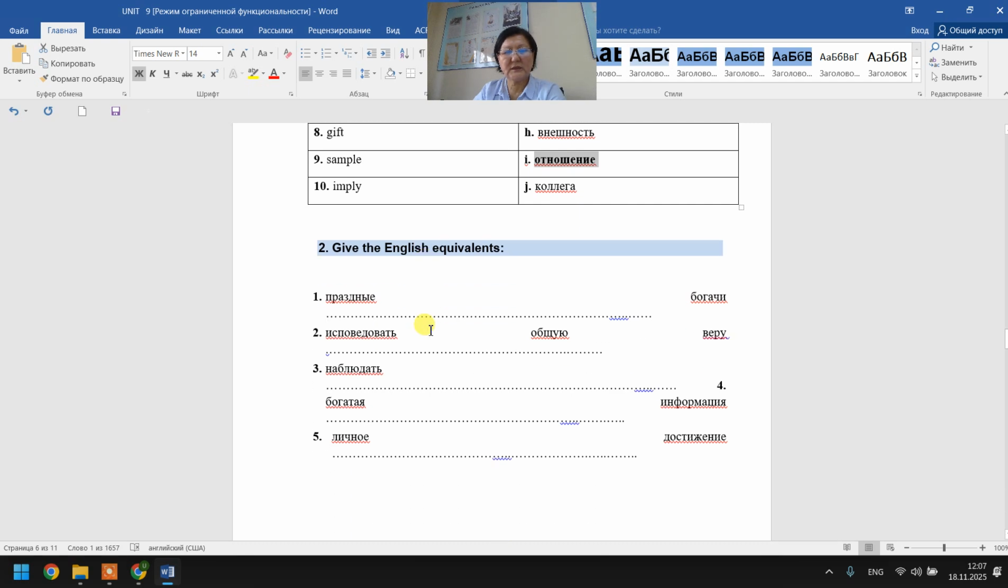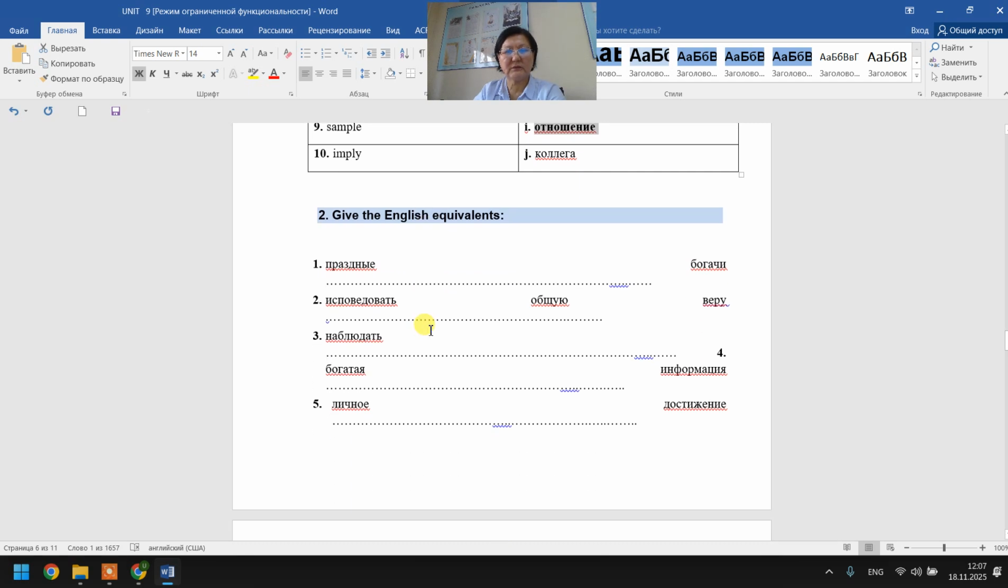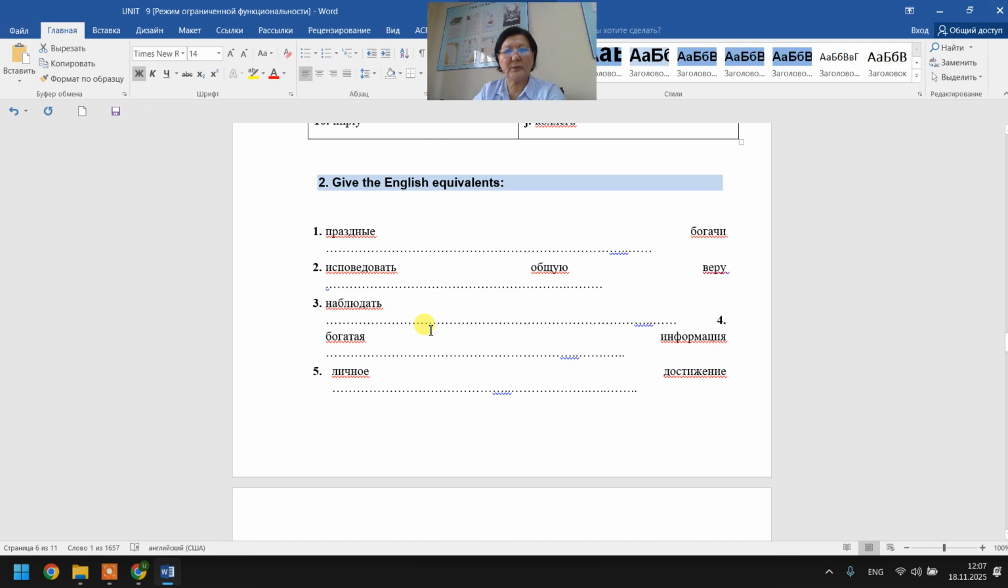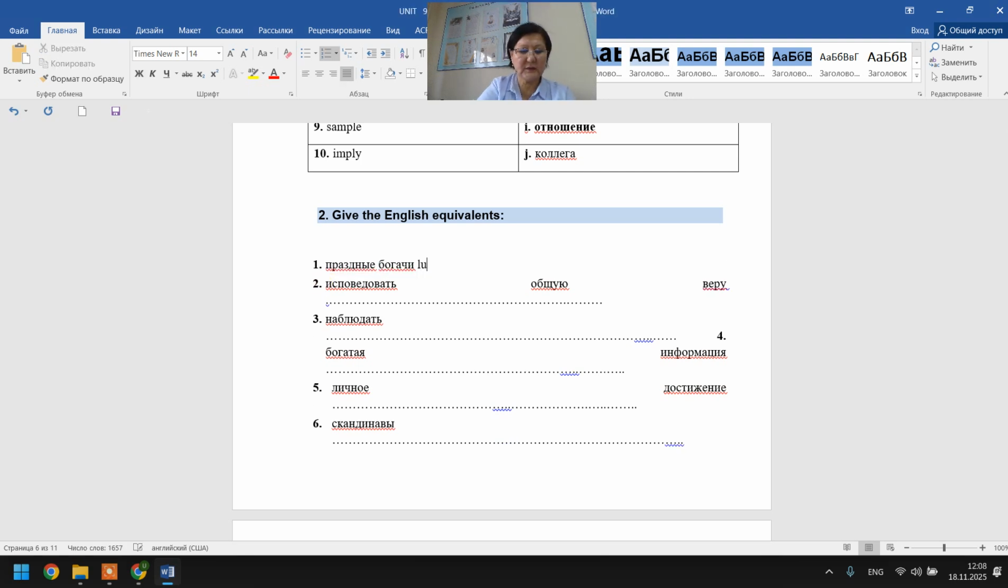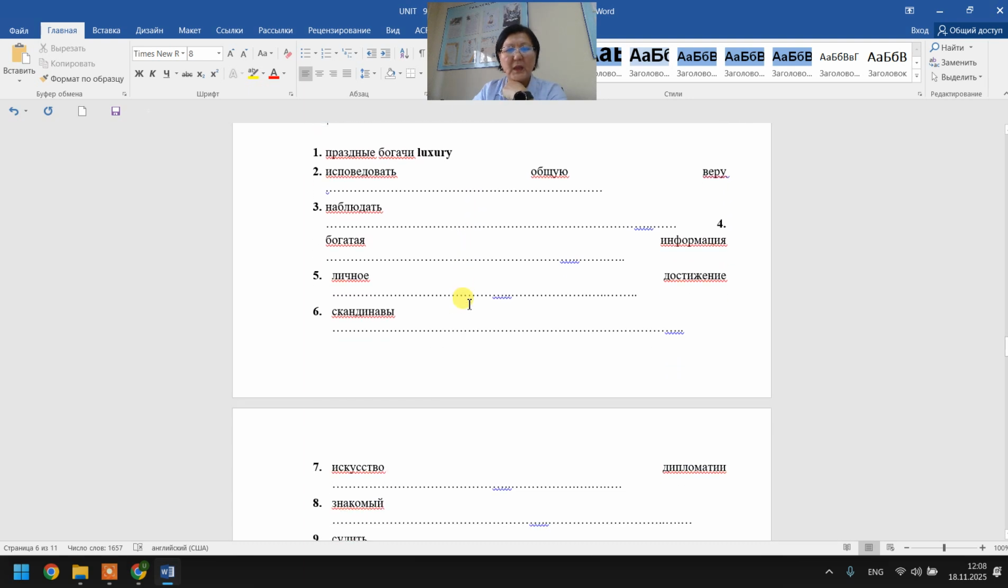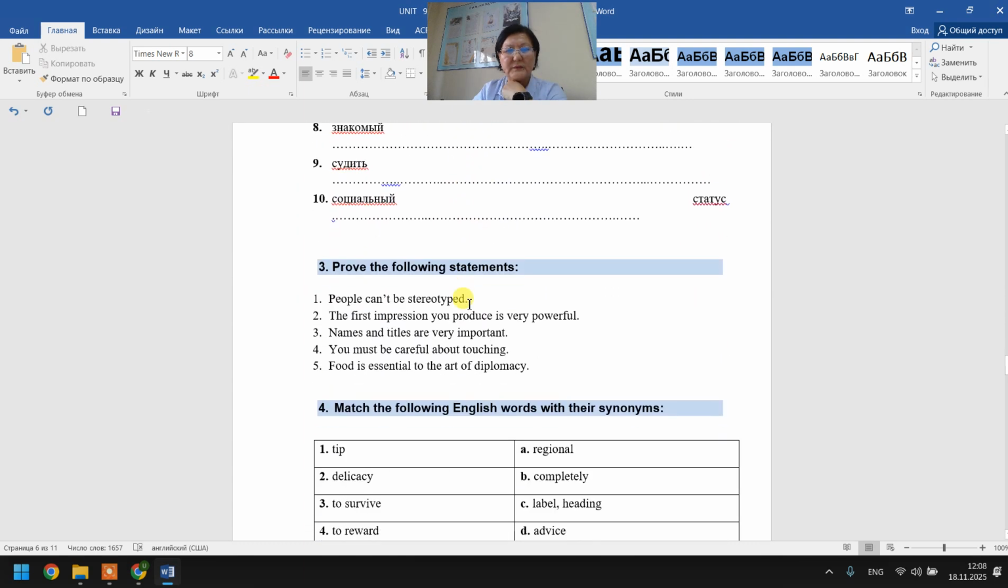The next task which we do, give the English equivalents. Here are given several word combinations, and your task is, using the content of the text and vocabulary, to translate these words. The first word is праздные богачи. We translate it luxury. Yes, luxury. This is the right version of the word. Others we will do ourselves.